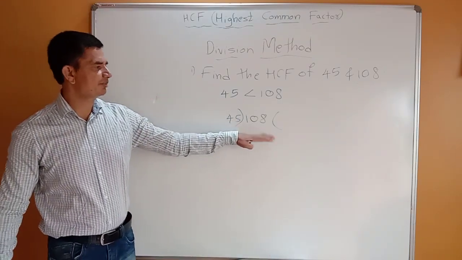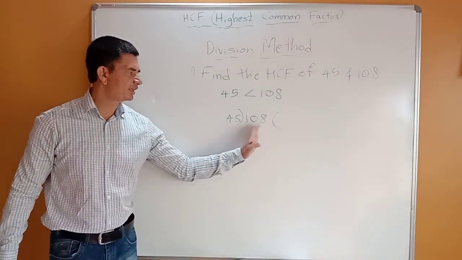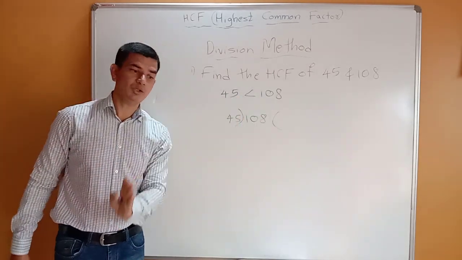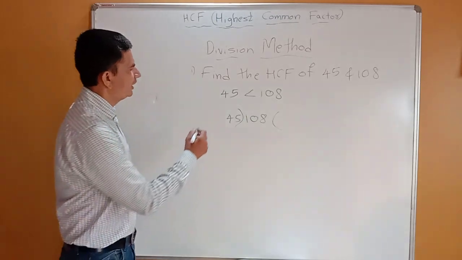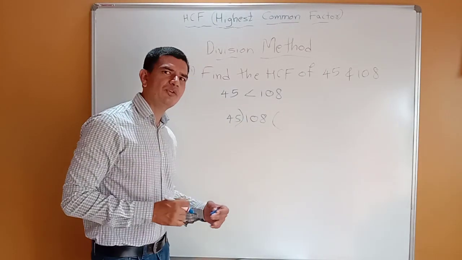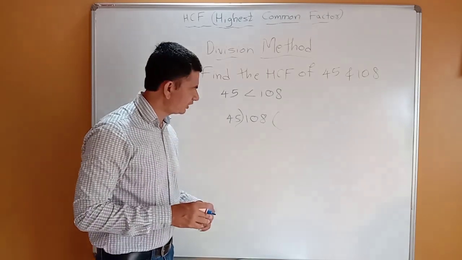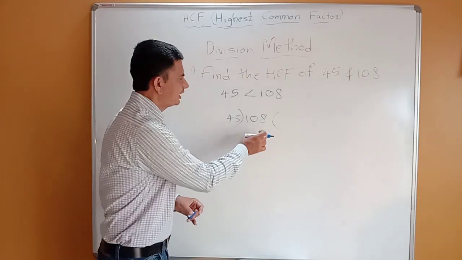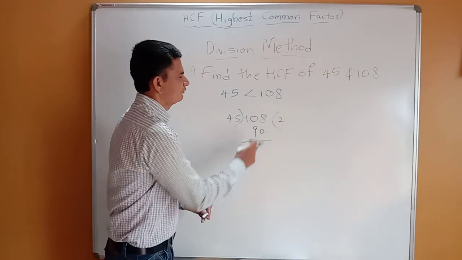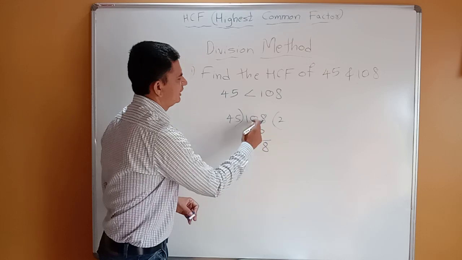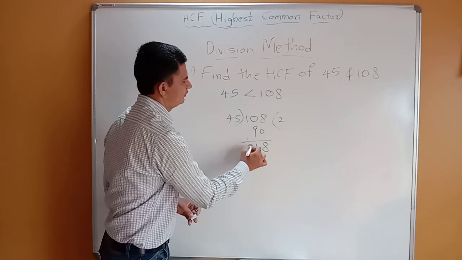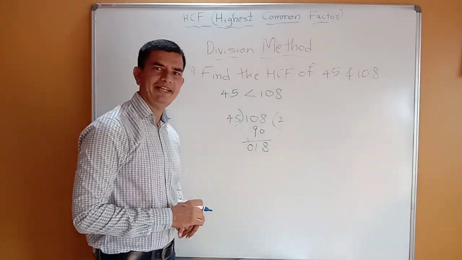So, the first step: we have to take the greater number here and the smaller number here. Before that we have to recognize which is the greater number. In the 45 table, is 108 there? We check: 45 ones are 45, 45 twos are 90. But 45 threes will come greater than this, so we can take 45 twos, 90. So 8 as it is, 10 minus 9 is 1, and we get 18.